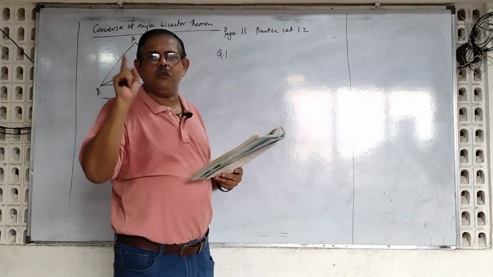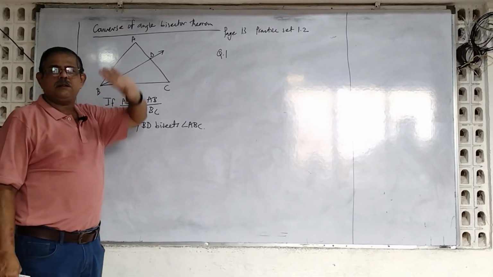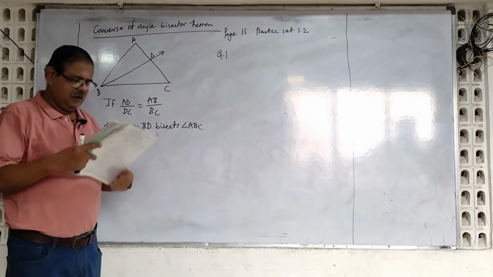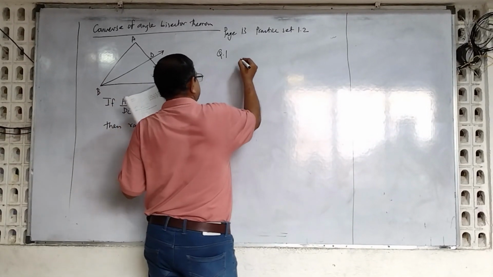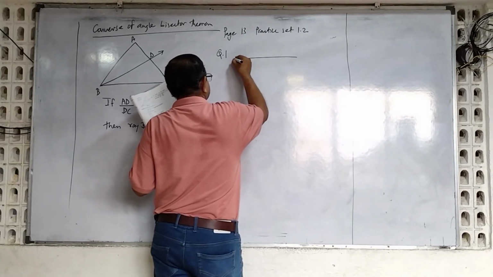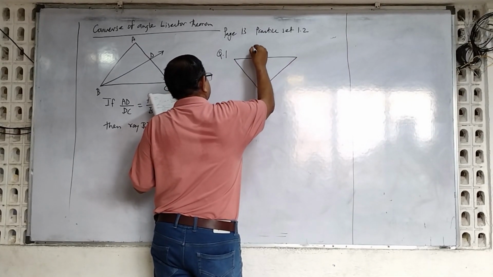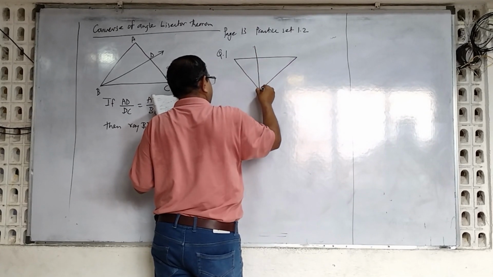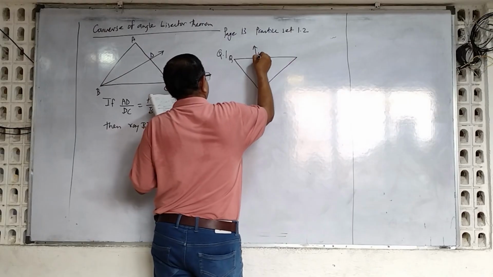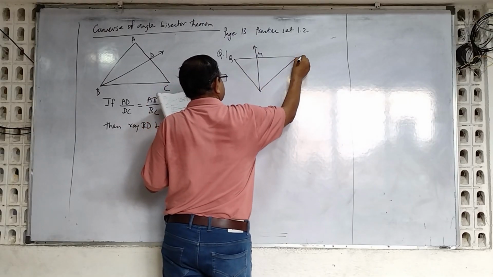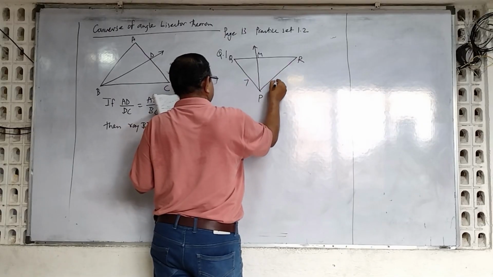That means what do you have to apply? Yes, the converse of the angle bisector theorem, right? And so let us see the first question. Important thing, students, you understood what you have to do, correct? But the problem arises when you write it in the exam. If you do not write it properly, you will not get full credit. So you must understand how your answer must start.